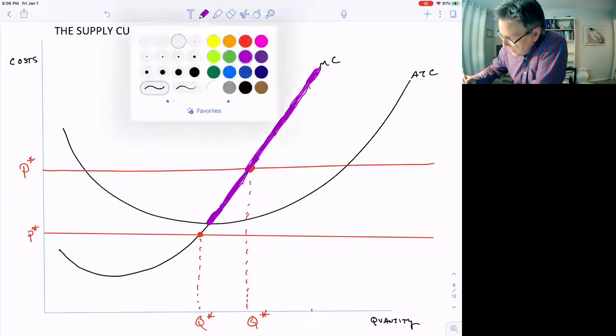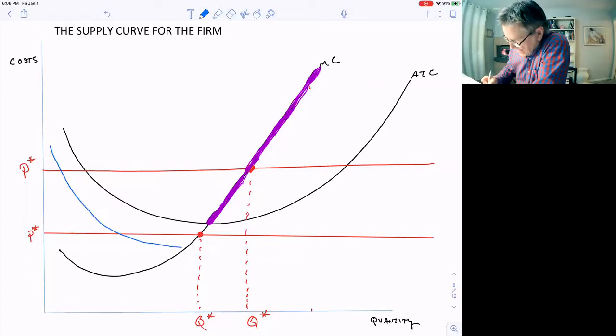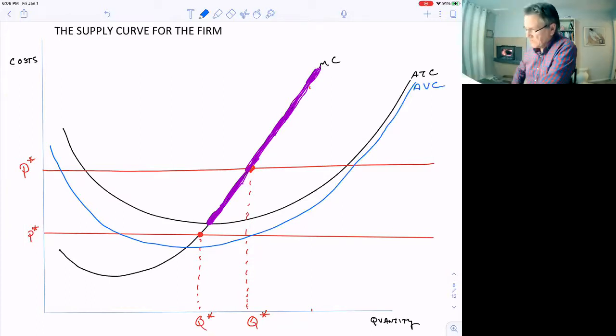Now remember, the average variable cost looks very similar to the average total cost. It's U-shaped, it's just lower. So let's draw the average variable cost curve. It's going to look kind of like this. This is the average variable cost curve.